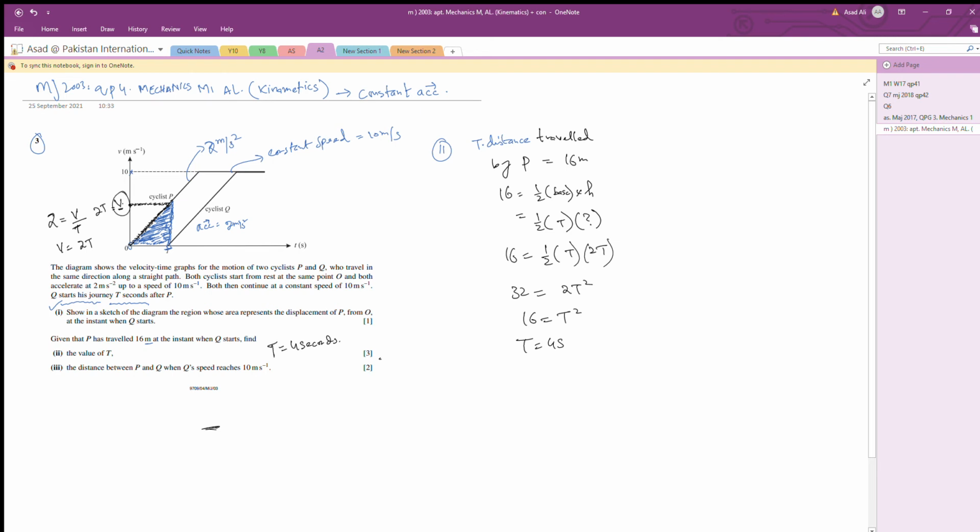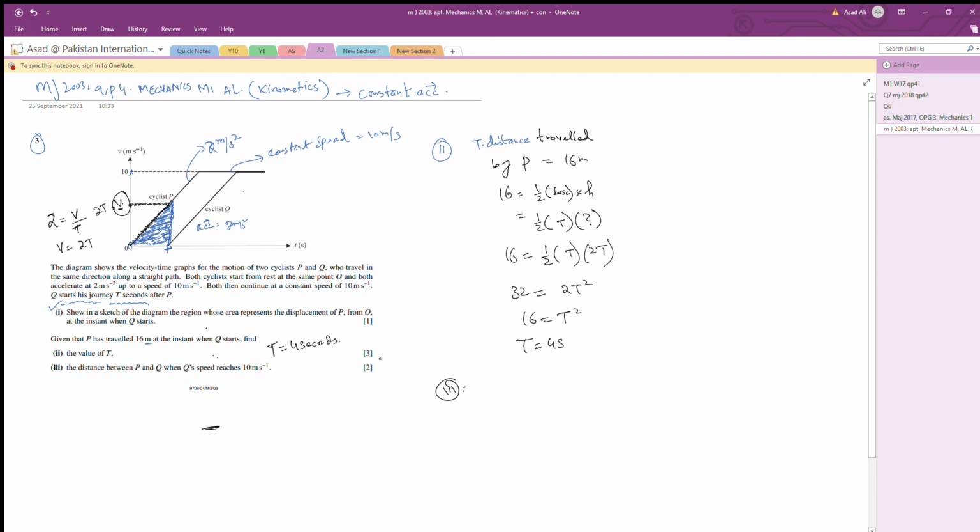Now what do we do next? Our next part is part 3. In part 3 they say, find the distance between P and Q when Q's speed reaches 10 meters per second. Okay, how to do this part?